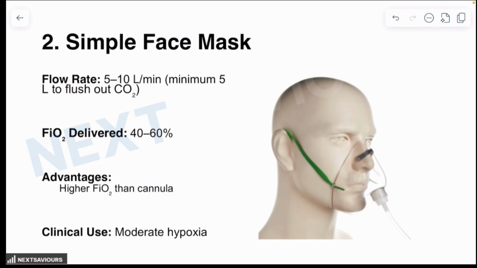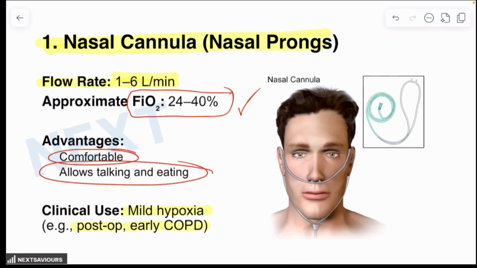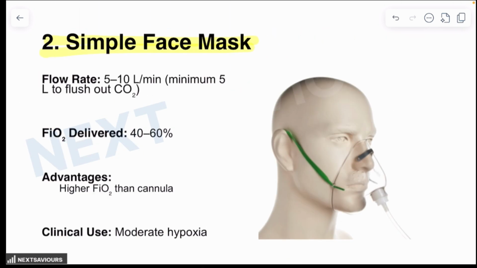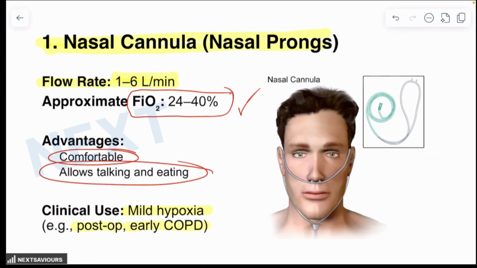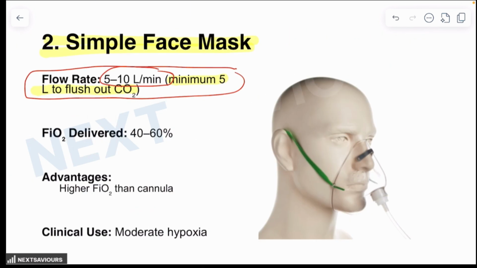Now, another one is the simple face mask, which is more commonly used in comparison to the nasal cannula or the nasal prongs. But the major difference over here is that the flow rate is higher. That means 5 to 10 liters per minute, which is required. Now, here the minimum of 5 liters are required to flush out carbon dioxide, and that is why it is not used in case of mild hypoxia, like the nasal prongs were used. It is used in case of moderate hypoxia.